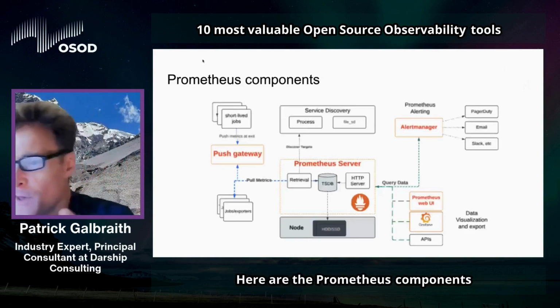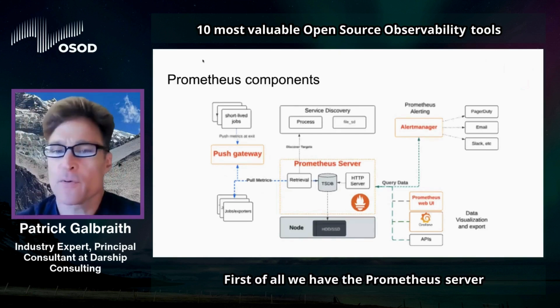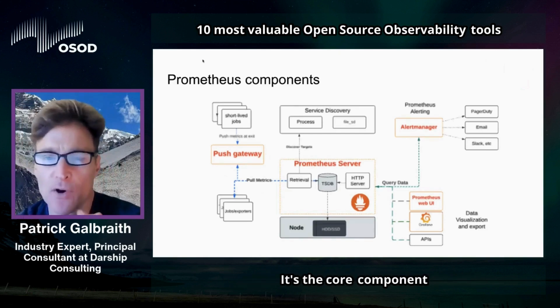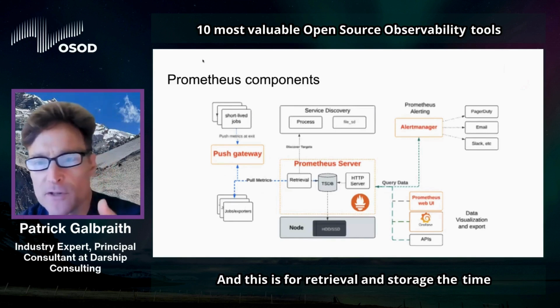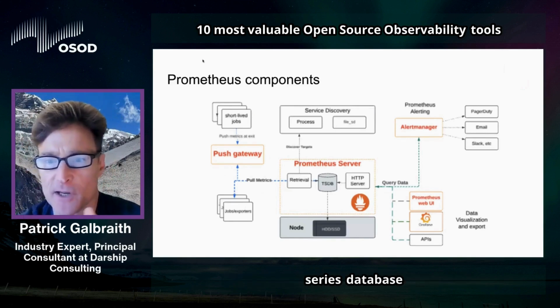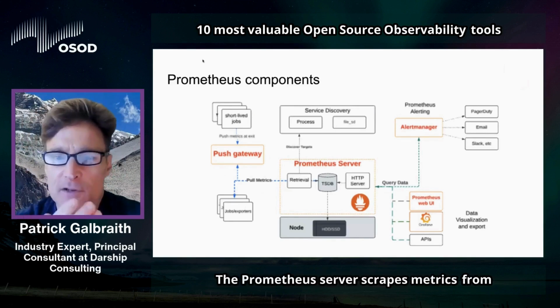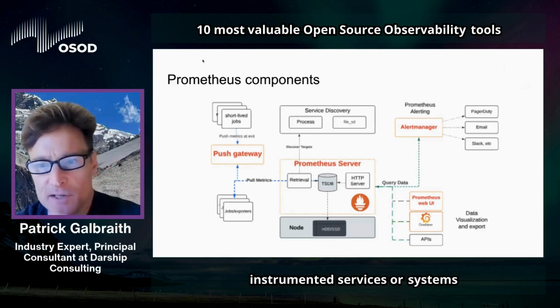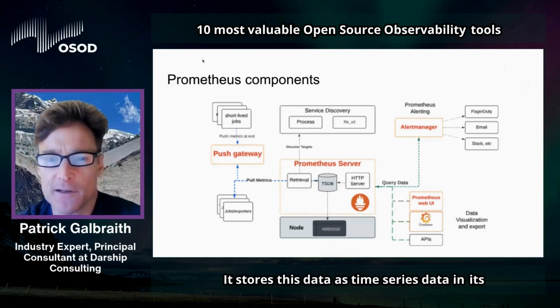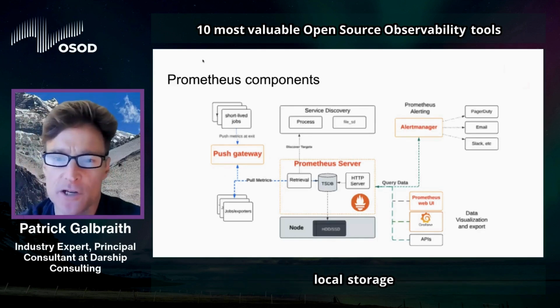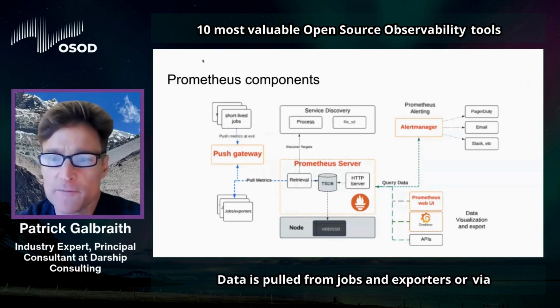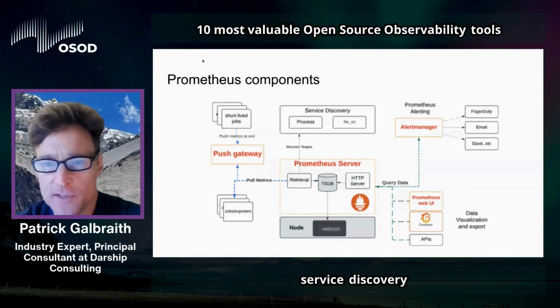Here are the Prometheus components. First of all, we have the Prometheus server. It's the core component, and this is for retrieval and storage, the time series database. The Prometheus server scrapes metrics from instrumented services or systems. It stores this data as time series data in its local storage. Data is pulled from jobs and exporters or via service discovery.